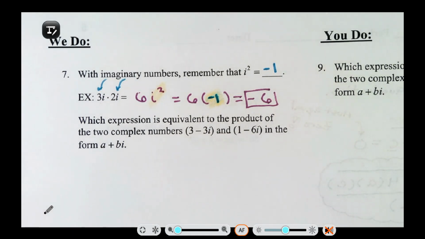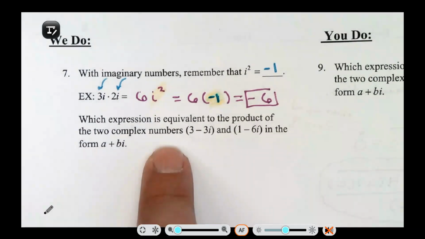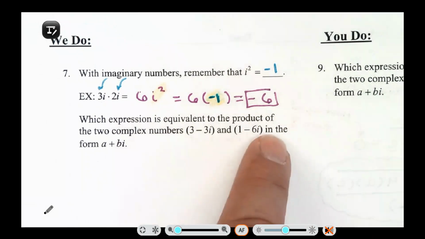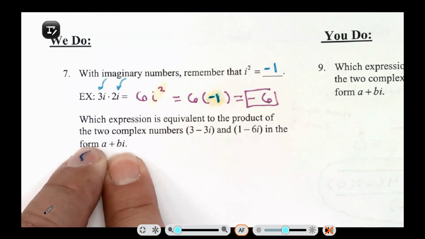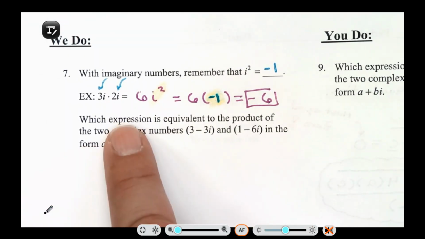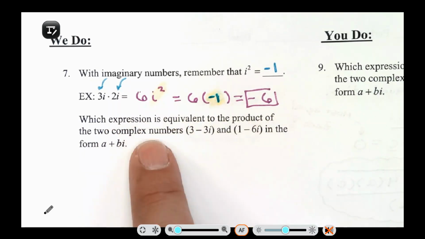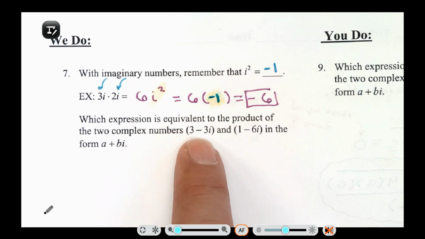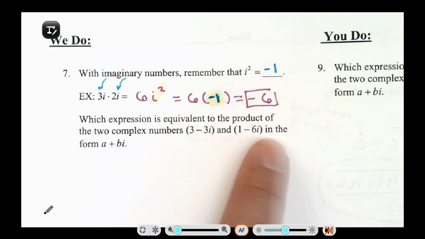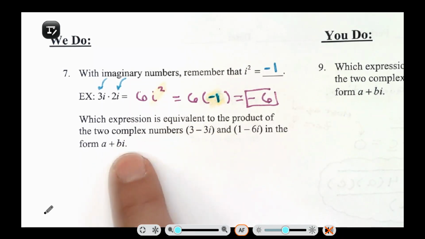This is what the question is going to look like on the test. Now, you might read this and people say, yeah, but what do I do with it? Well, don't get hung up on the a plus bi. They said, which expression is equivalent to the product of the two complex numbers 3 minus 3i and 1 minus 6i in the form a plus bi?